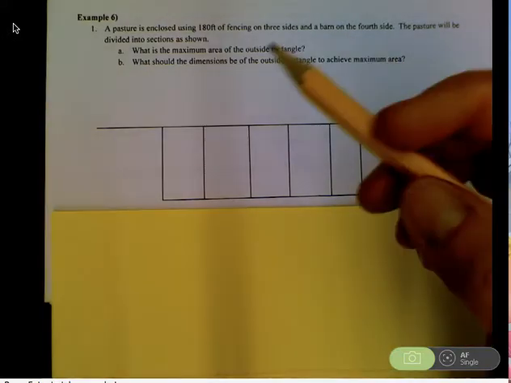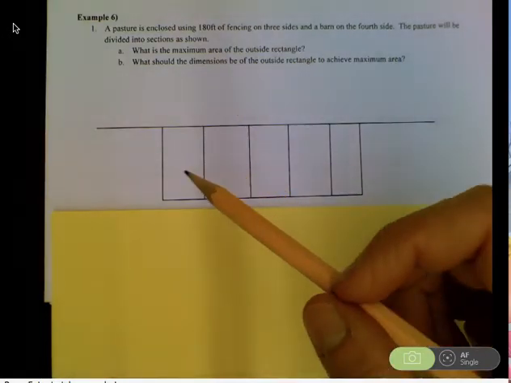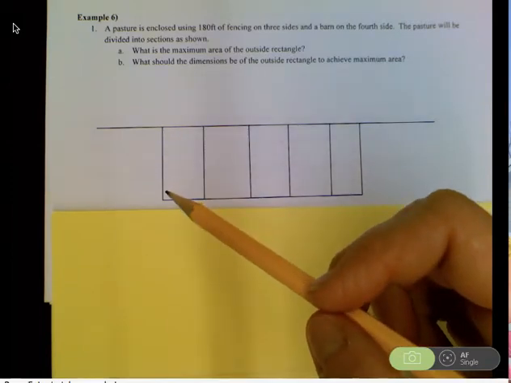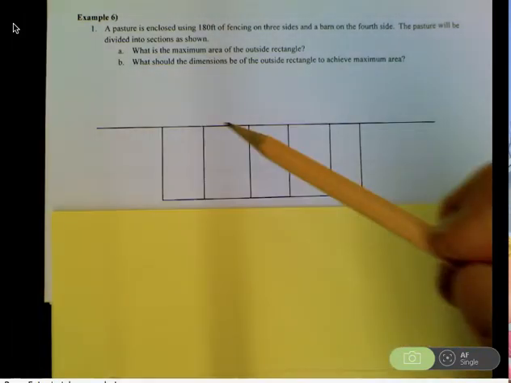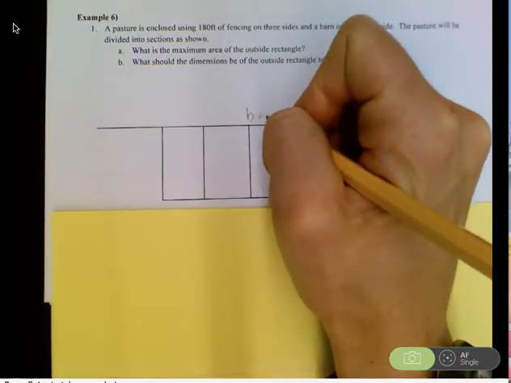Really need to pay attention to this problem because this type of problem comes up over and over again. So we've got a pasture that's enclosed by 180 feet of fencing on 3 sides. So 1 side, 2 sides, 3 sides. The 4th side's the barn, so we don't have to worry about that. So the barn's up here.